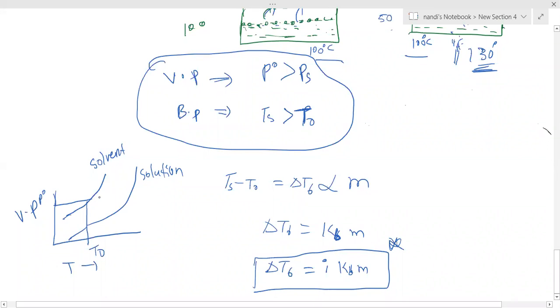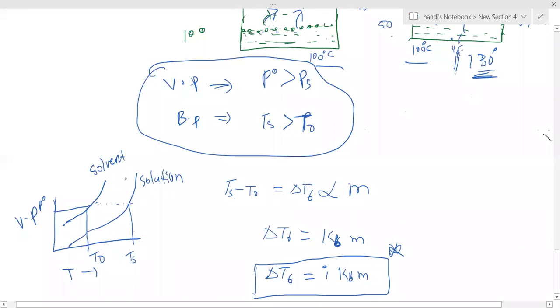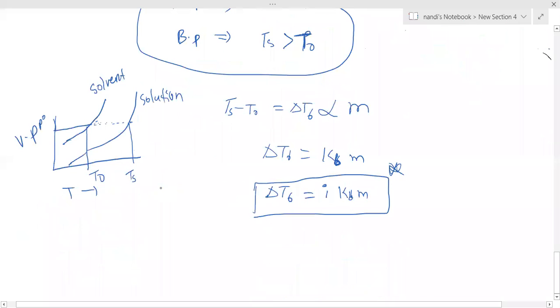If you want to get the same pressure from the solution also, the corresponding temperature is T solution. The same pressure, the same 760, we are getting, so you need to heat the solution. Now T solution becomes more than T naught. Same you can see here also: to get the same vapor pressure, Ts should be greater than T naught.